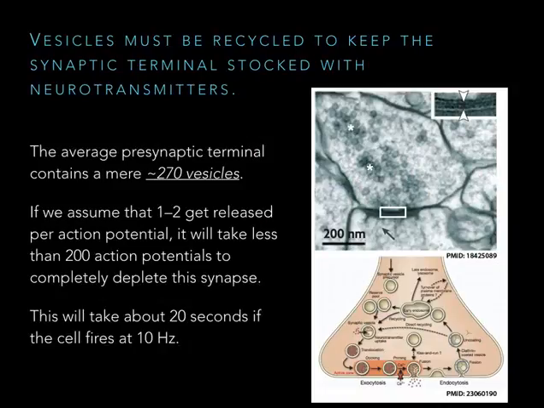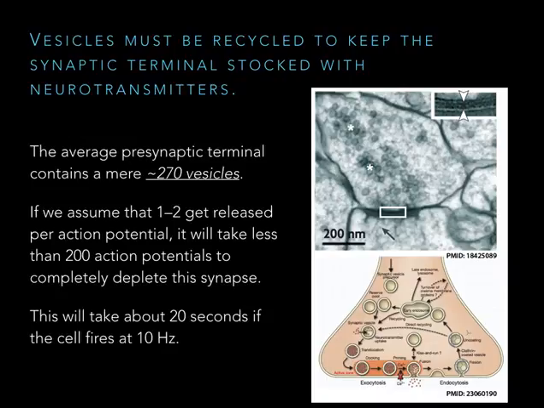Now, let's do a little bit of a reality check here. Your typical presynaptic terminal contains about 270 vesicles. If you only release 1 or 2 in a given action potential, it's going to take less than 200 of those to completely deplete the synapse. If you fire 10 action potentials per second, you've got about 20 seconds to live until you're out of vesicles.